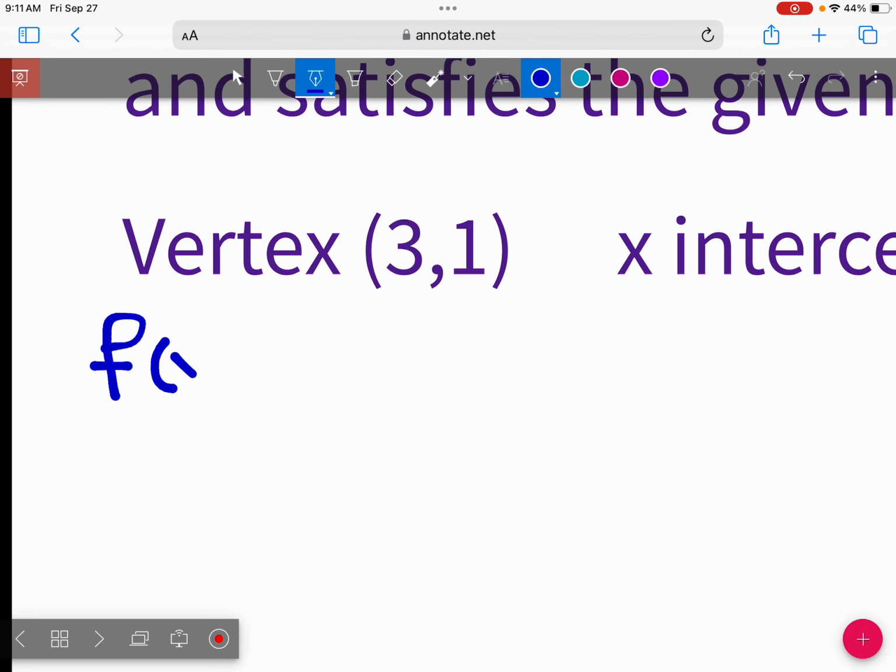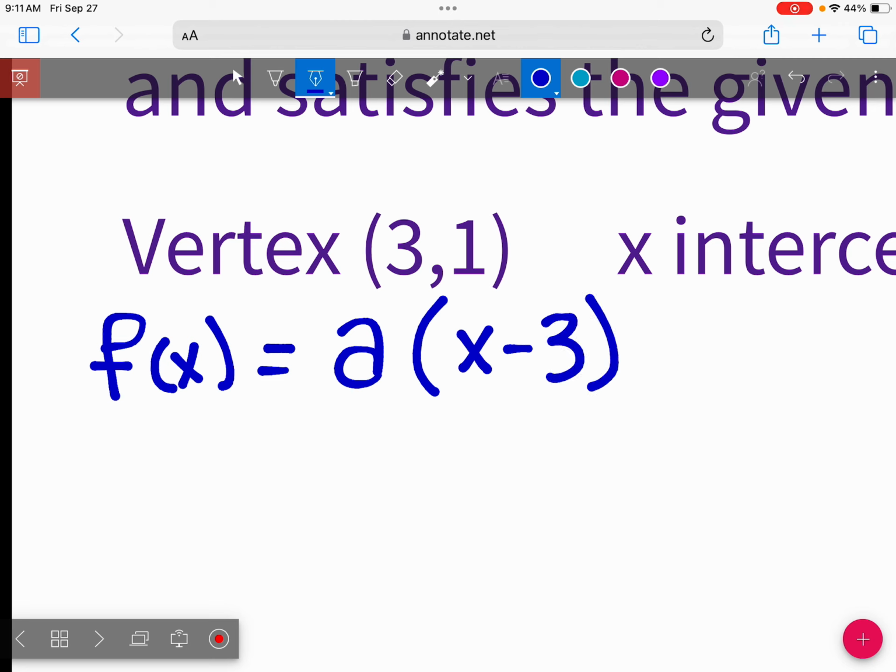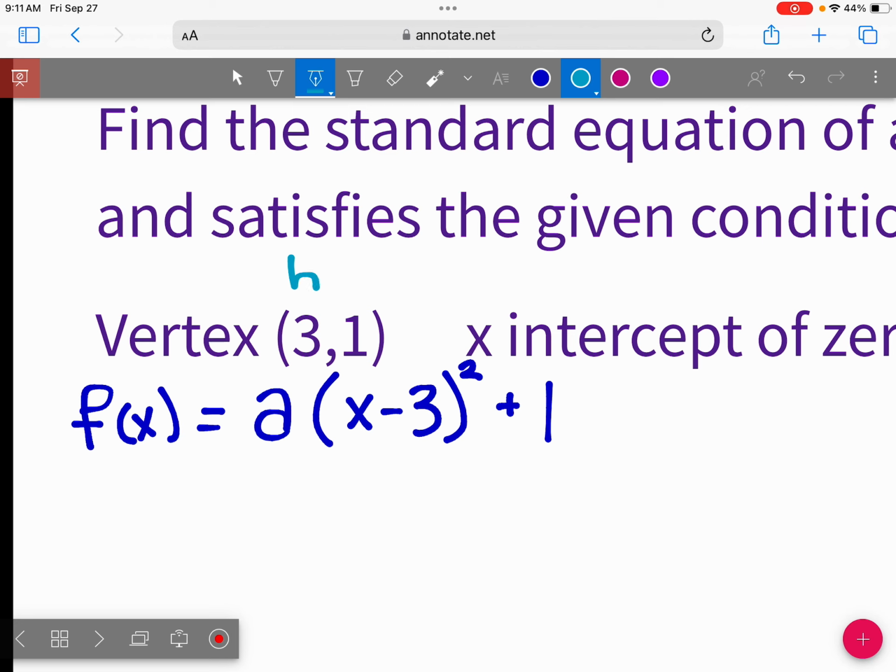That's when we have our function equals a, because we don't know that yet. We're going to put x minus what? Not 0. 3. x minus h squared plus what? 1. Because again, this is my h comma k, and we're using that vertex form. So we use our vertex to put in that vertex form.